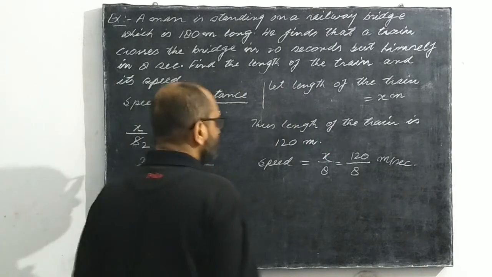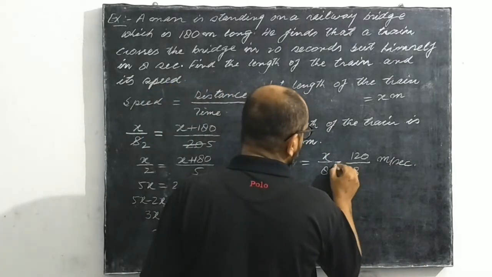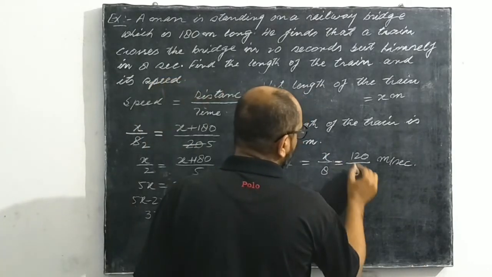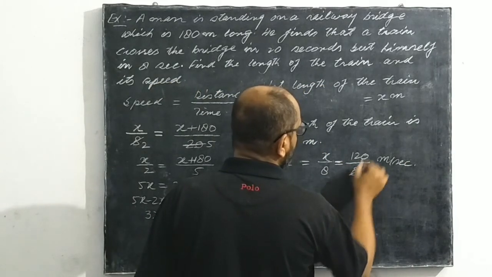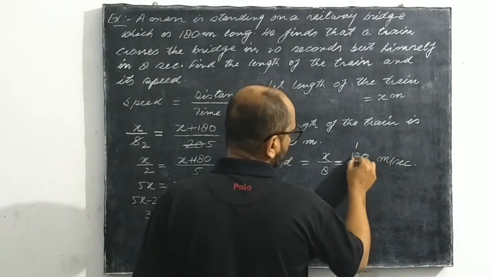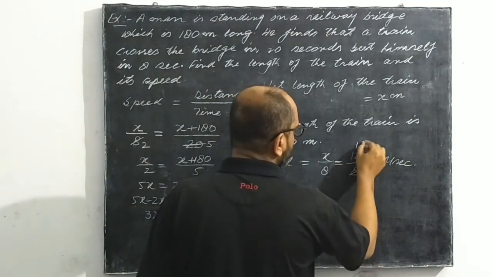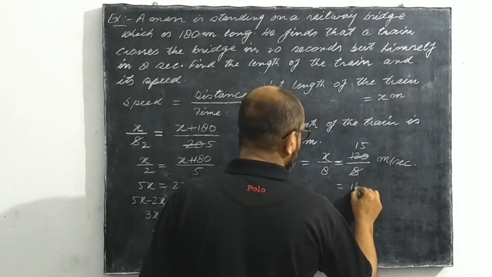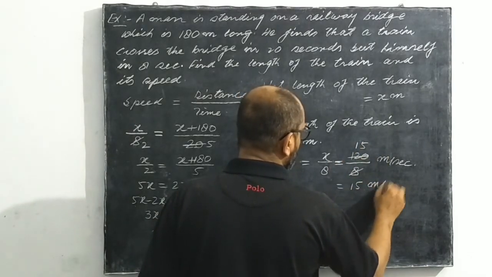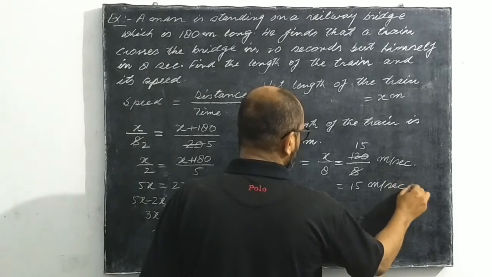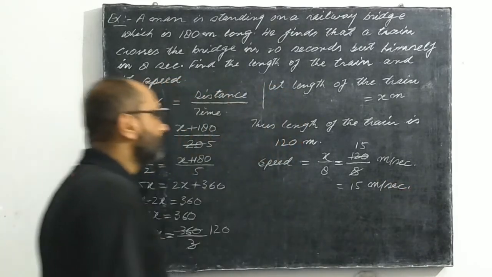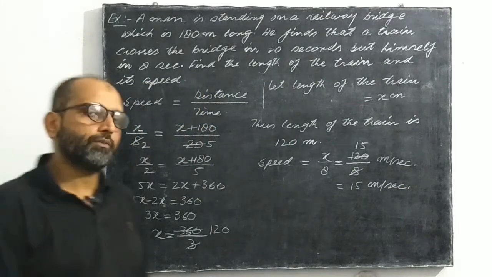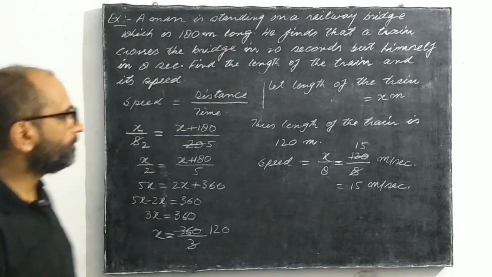So just simplify them. Eight ones are 8, 4 are left 40, 8 5s are 40. So 15 meter per second. 15 meter per second is the speed of the train.